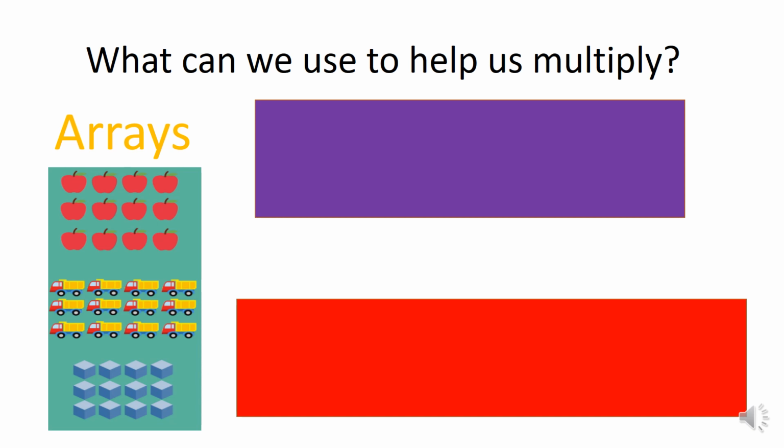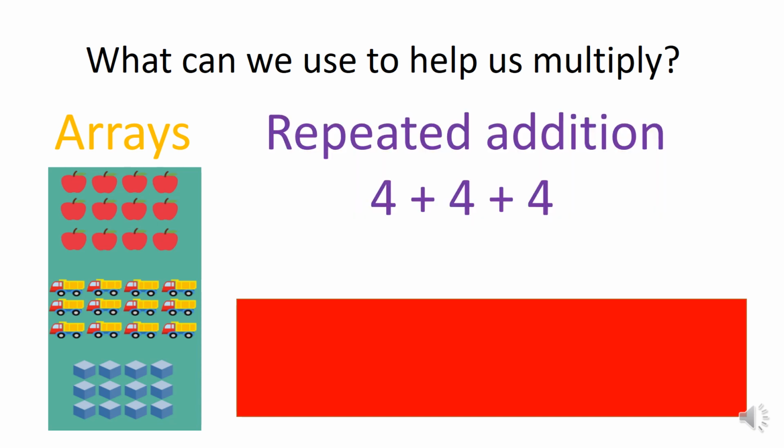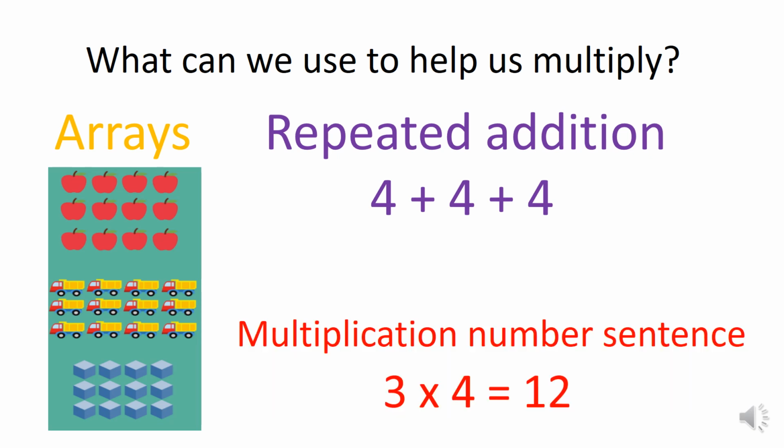When we have our arrays, we can then use repeated addition. This is the addition sentence that helps us to multiply. The same number is repeated again and again. This helps us write our multiplication number sentence using the time sign.